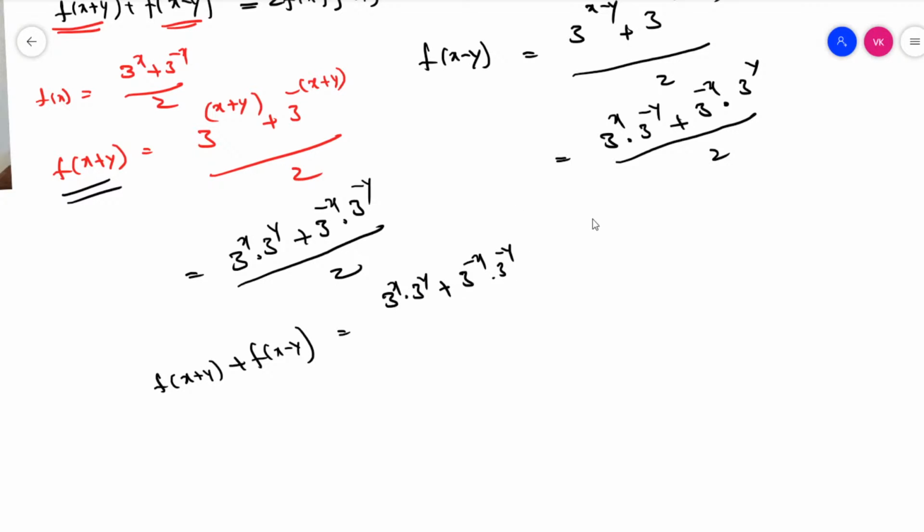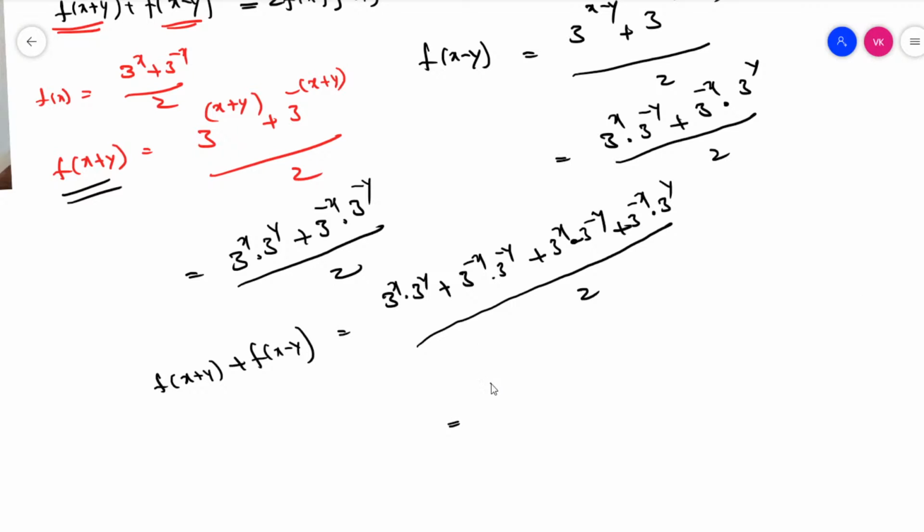So the denominators are equal, so directly we can add them: 3 power of x into 3 power of minus y plus 3 power of minus x into 3 power of y, whole by 2. Okay, denominators are equal. Then let's factorize them. Let's take the common thing, 3 power of x first of all.